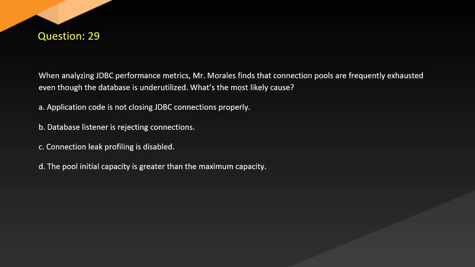Question 29. When analyzing JDBC performance metrics, a system administrator finds that connection pools are frequently exhausted even though the database is underutilized. What's the most likely cause? A. Application code is not closing JDBC connections properly. B. Database listener is rejecting connections. C. Connection leak profiling is disabled. D. The pool initial capacity is greater than the maximum capacity.